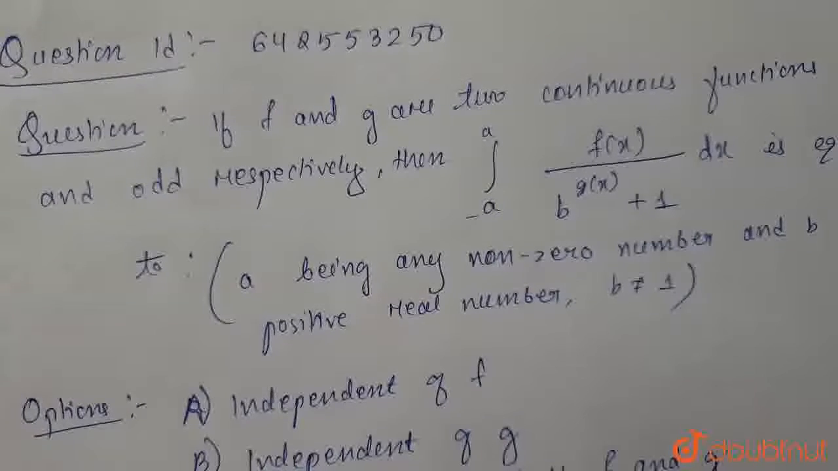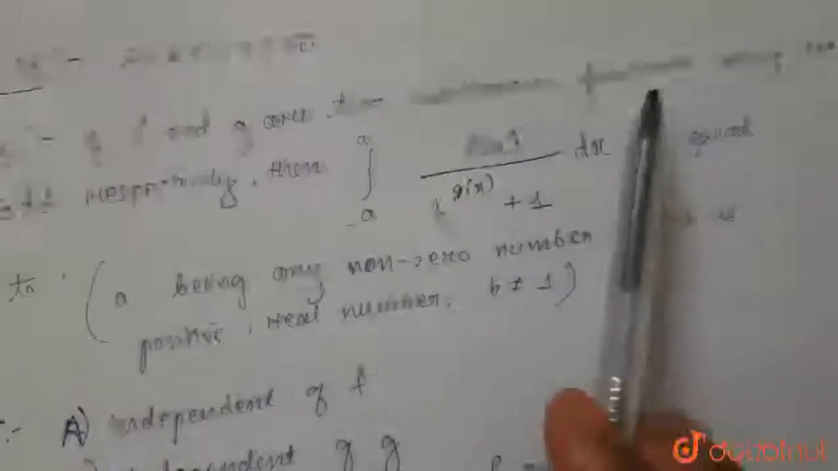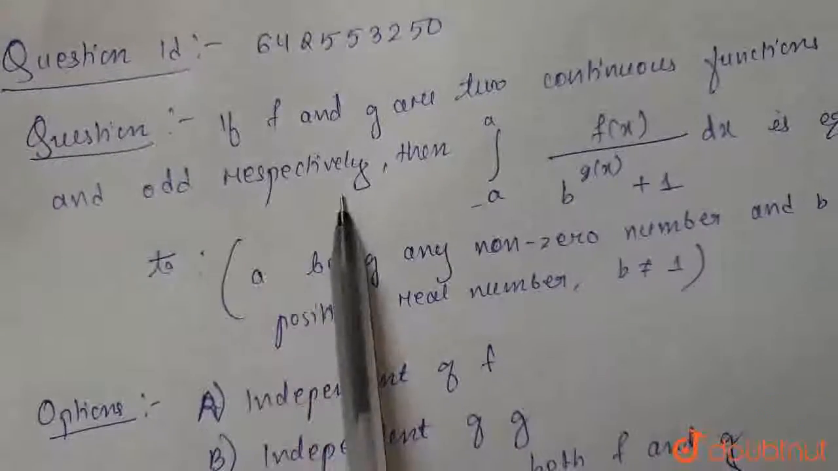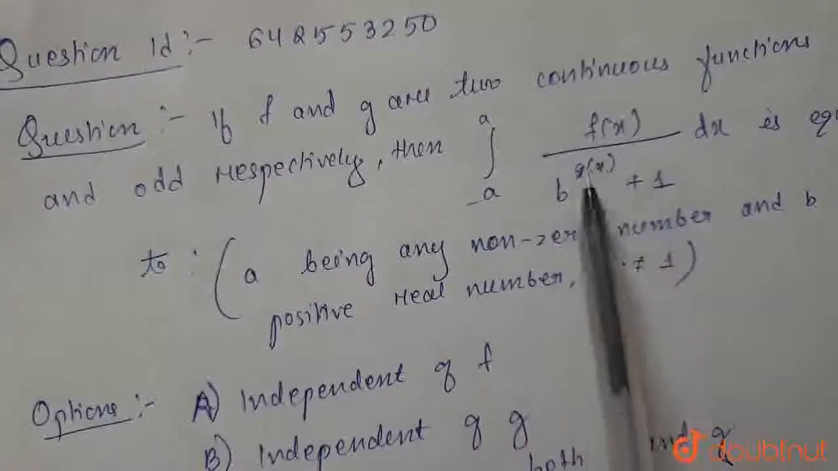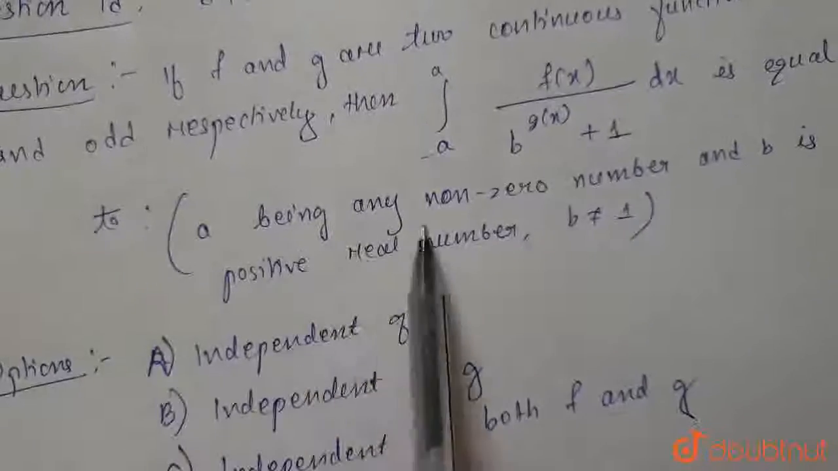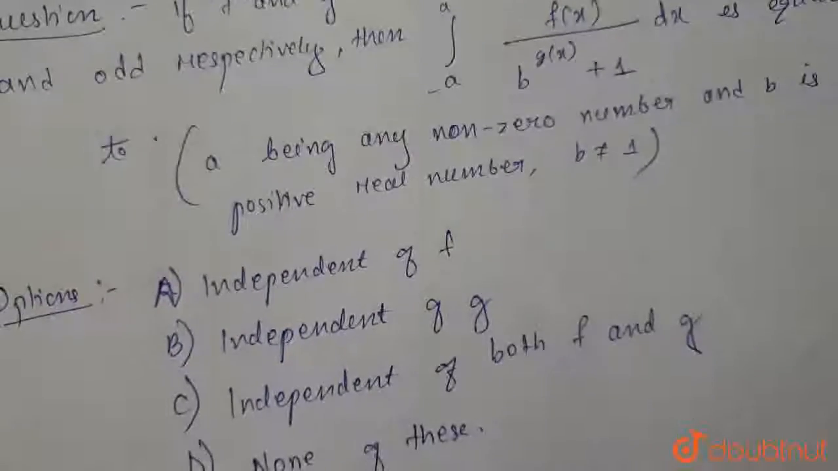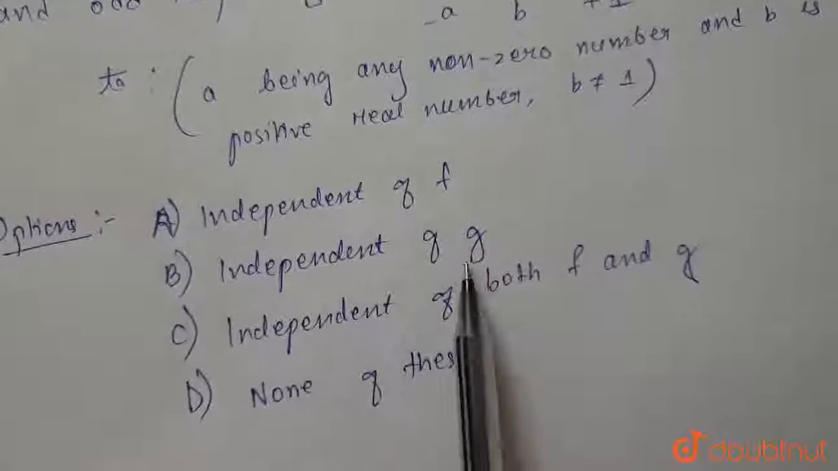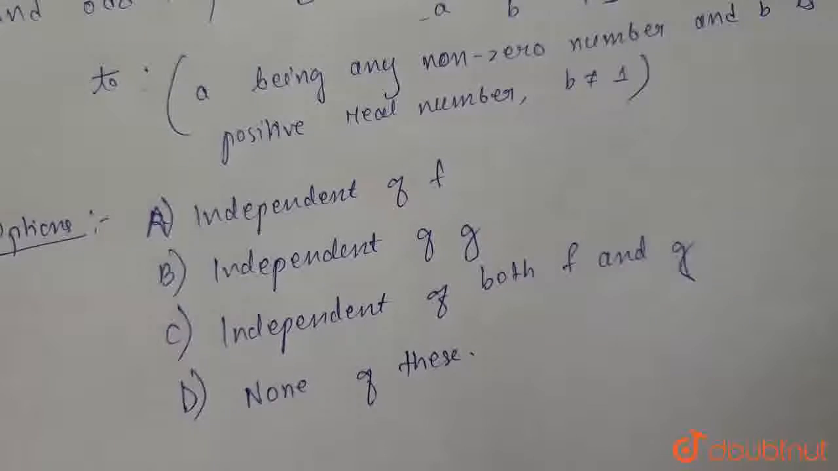Hello everyone. So today our question is: if f and g are two continuous functions, being even and odd respectively, then the integral from minus a to a of f(x) divided by b to the power g(x) plus 1 dx is equal to, a being any non-zero number and b a positive real number with b not equal to 1. The options are: independent of f, independent of g, independent of both f and g, and option D is none of these. So let's start with the solution.